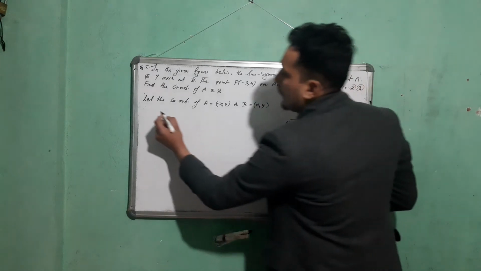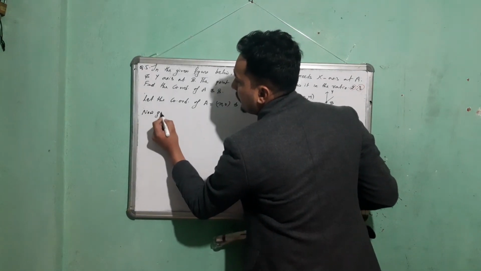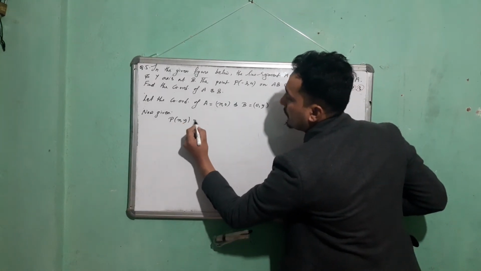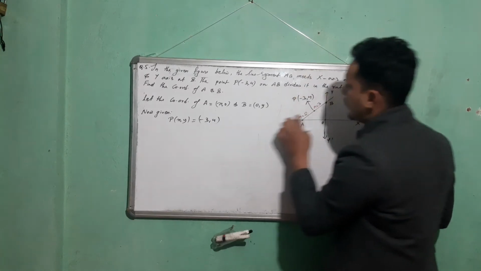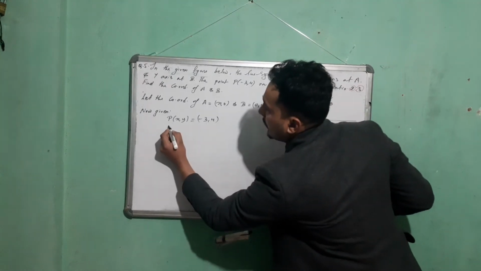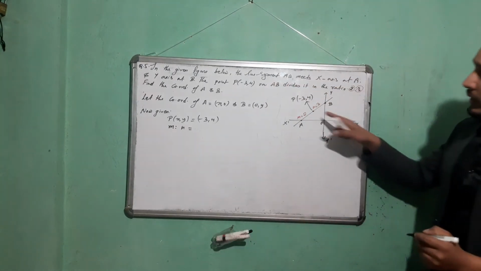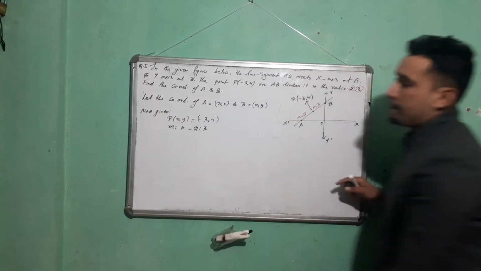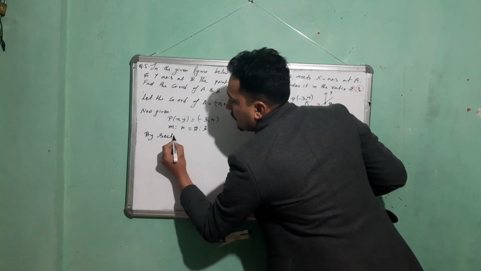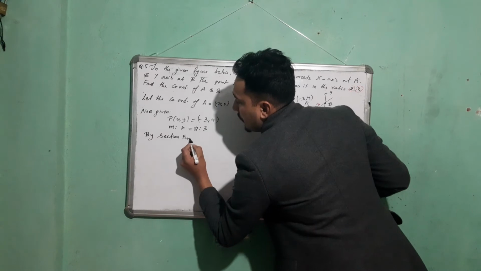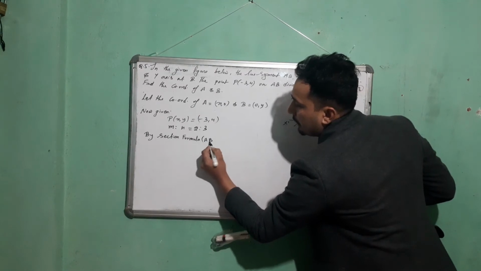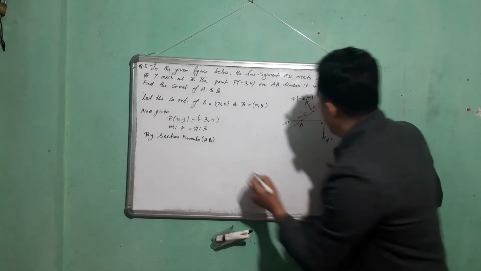Now, given the coordinate of P, Px comma y, is minus 3 comma 4. This is the middle point. Next, the ratio m is to n is 2:3. Let's use the section formula on AB. You are applying the section formula on AB, so in the middle you have P.